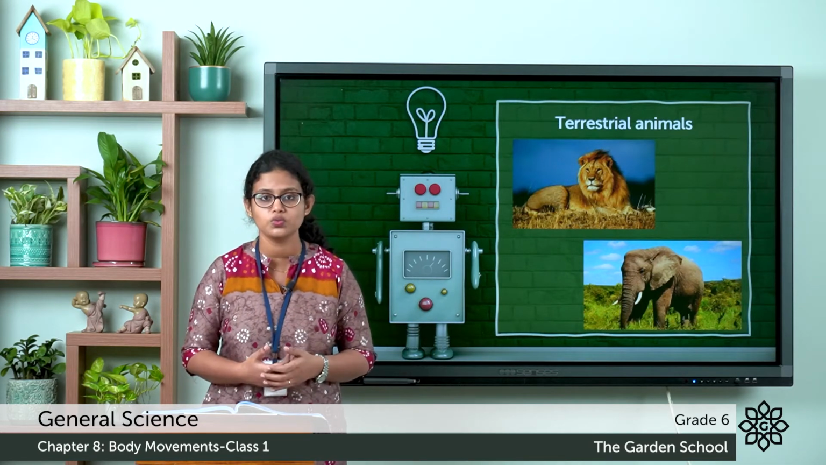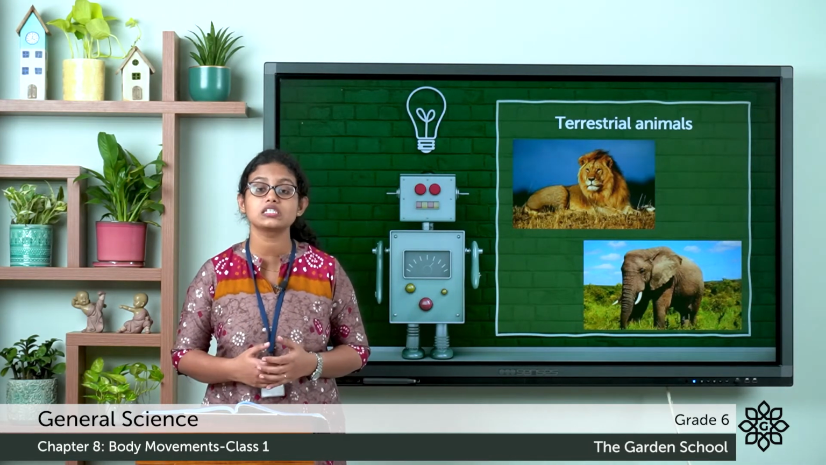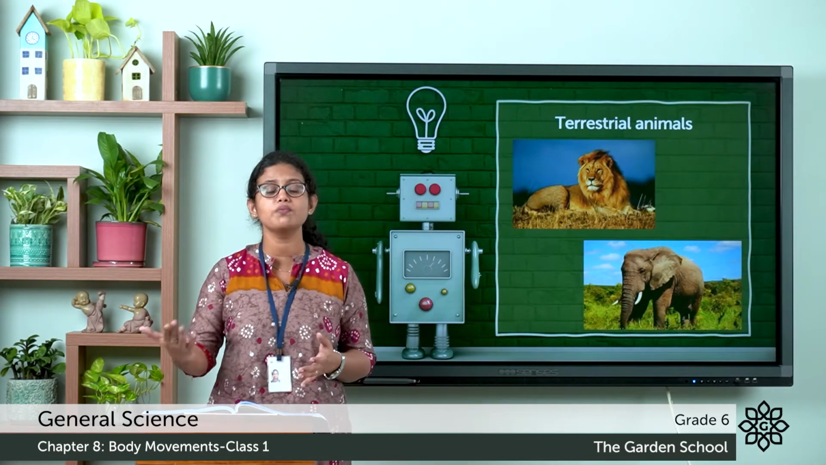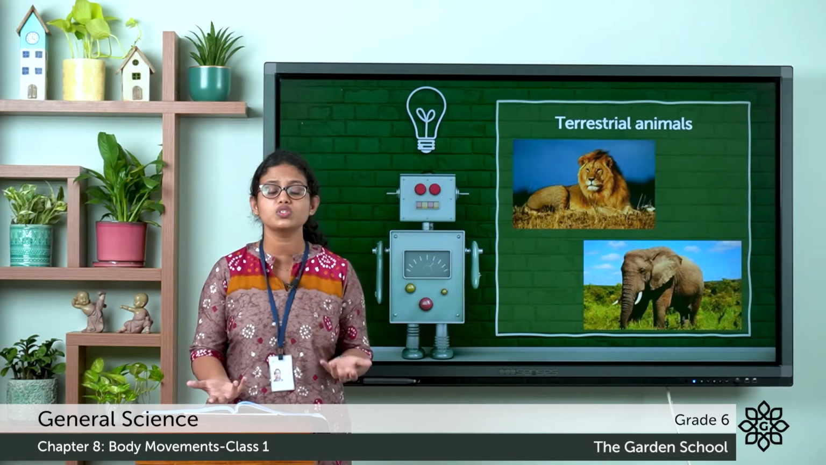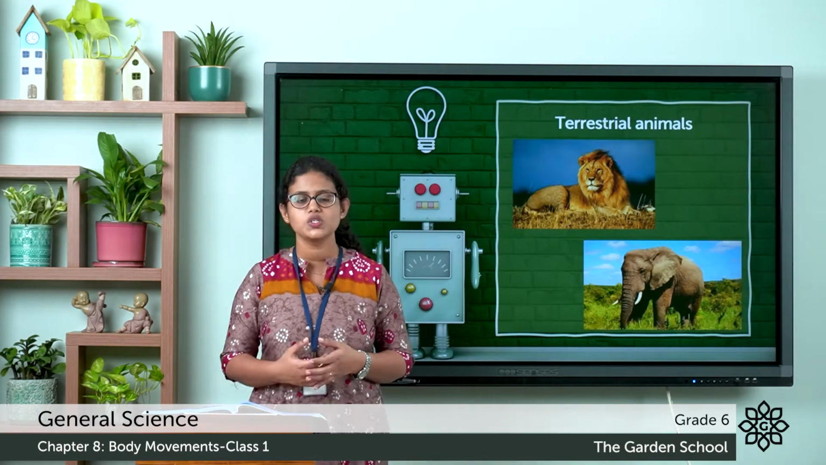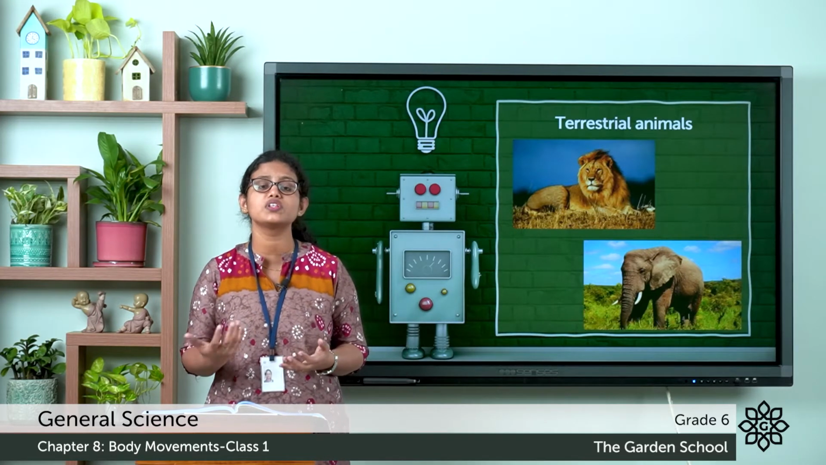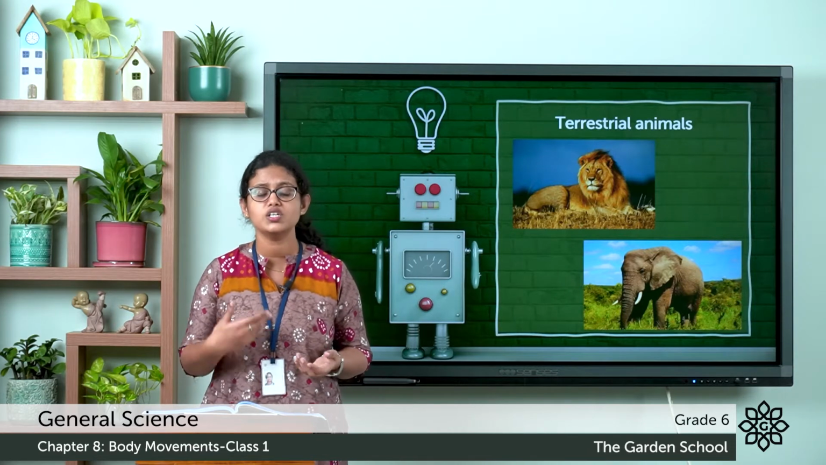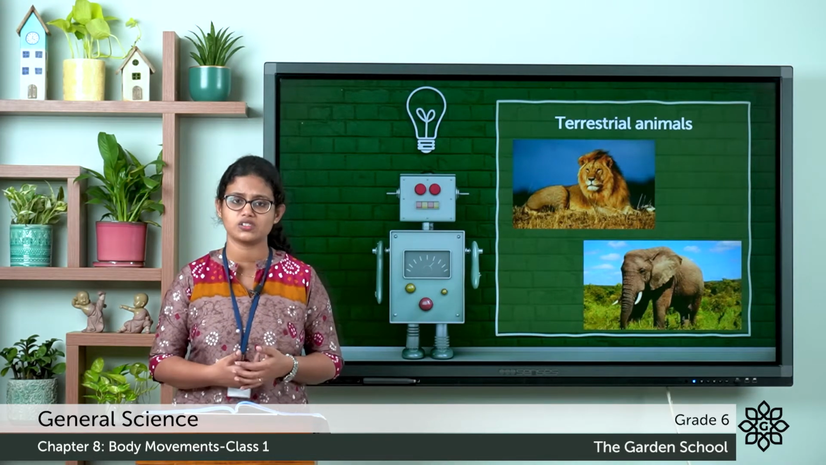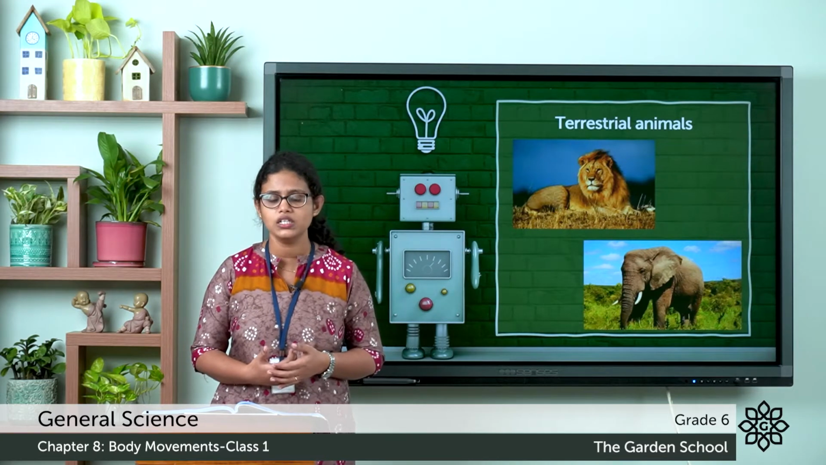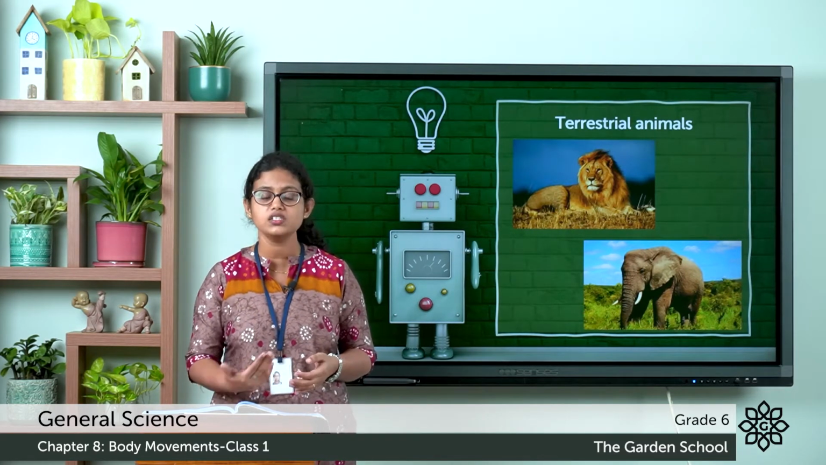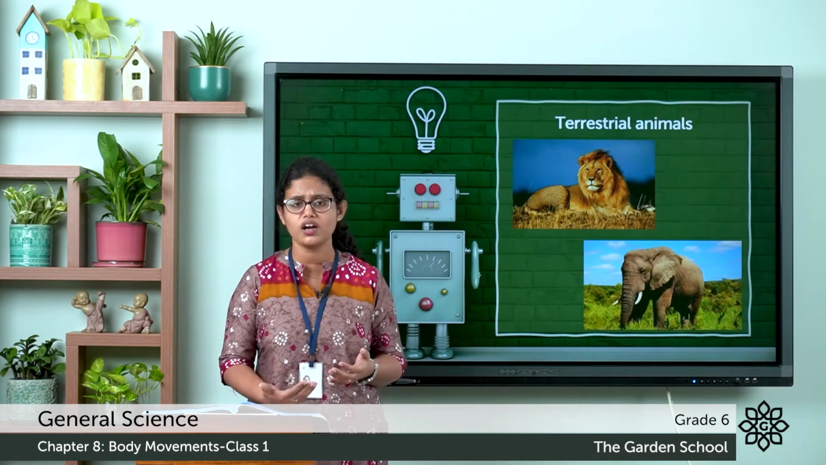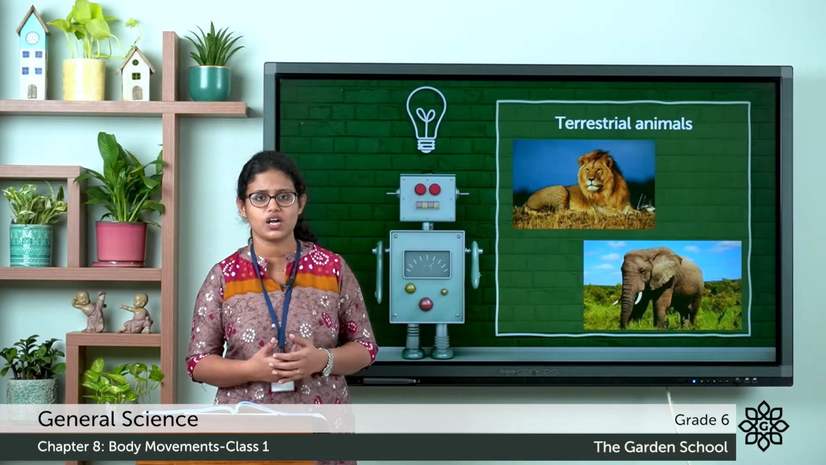What about a kangaroo? It can hop. What about a snake? It can crawl. Then what about a monkey? It jumps from one tree to other. What about a rabbit? It can hop. So these terrestrial animals show different types of movements. Terrestrial animals can walk, run, jump, hop, etc. Each kind of animal has a body that is designed to move in its environment.